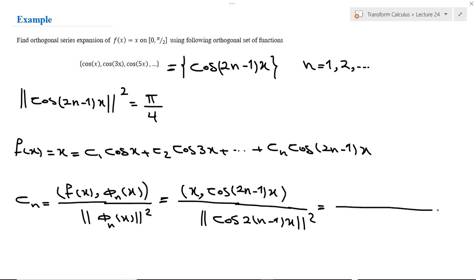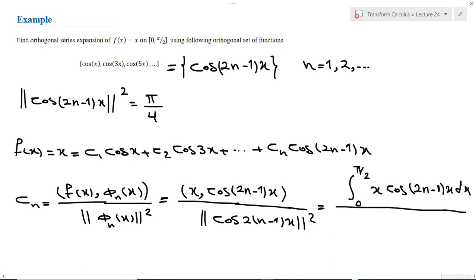So the norm of this function squared is equal to the inner product of x and cosine (2n minus 1)x. On the range of 0 to pi over 2, that is the integral from 0 to pi over 2 of x cosine (2n minus 1)x dx, divided by the norm of cosine (2n minus 1)x. So it's equal to, we already found it, pi over 4. Here I made a mistake. So here it's cosine (2n minus 1)x.